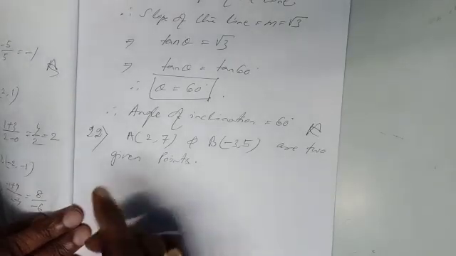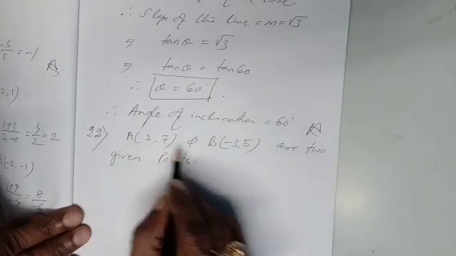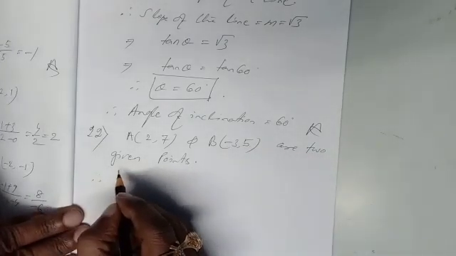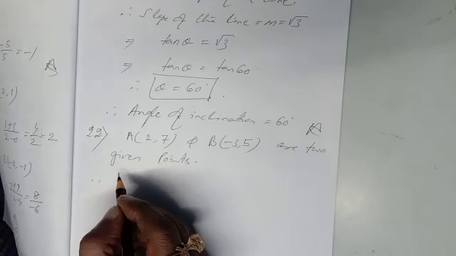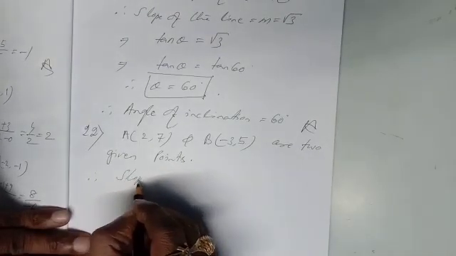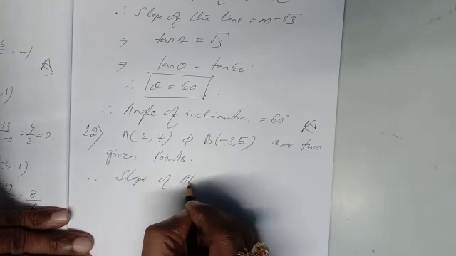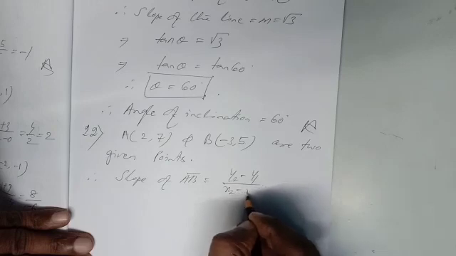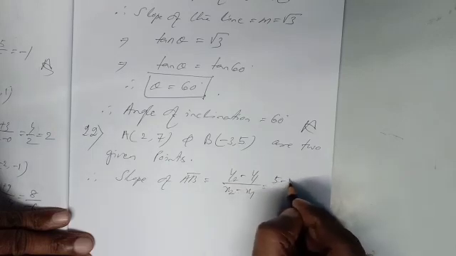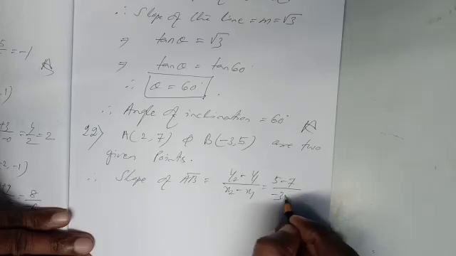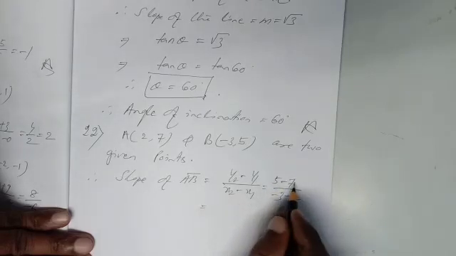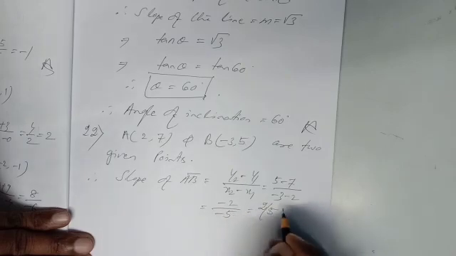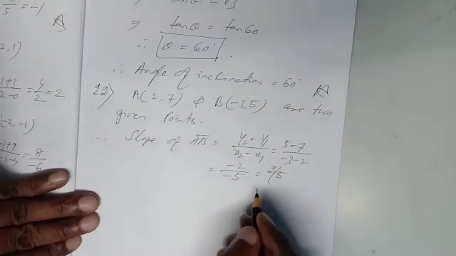See the next question, number 22 I have taken. A is (2, 7) and B is (-3, 5), two given points. You have to find the gradient of AB. Gradient means slope. Slope of AB, the same formula you have to apply, y2 minus y1 by x2 minus x1, that is 5 minus 7 by -3 minus 2. You are getting -2 by -5, which is equal to 2 by 5. The slope of the line AB is 2 by 5.